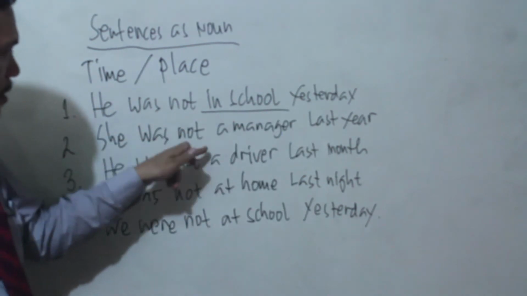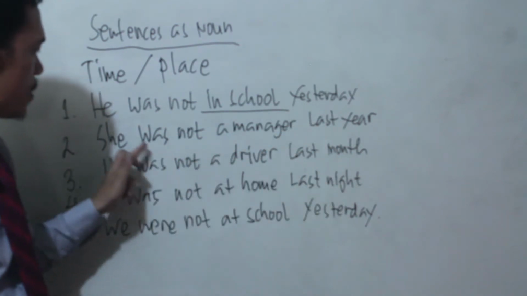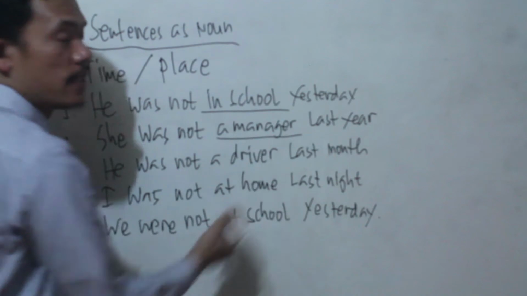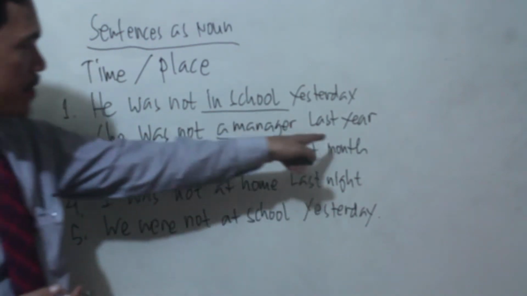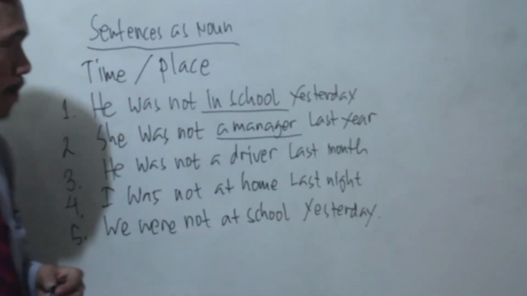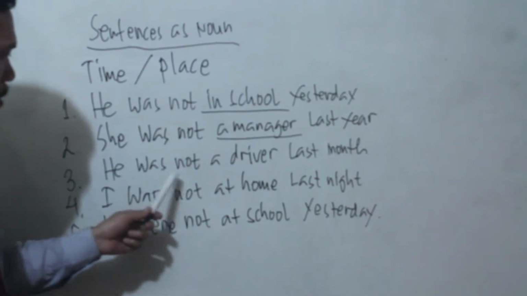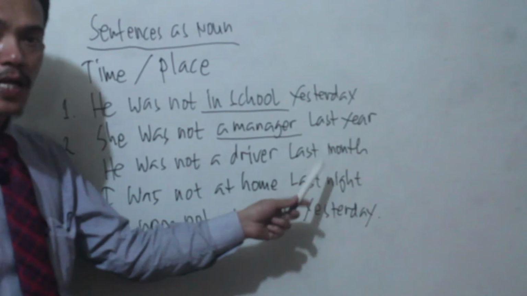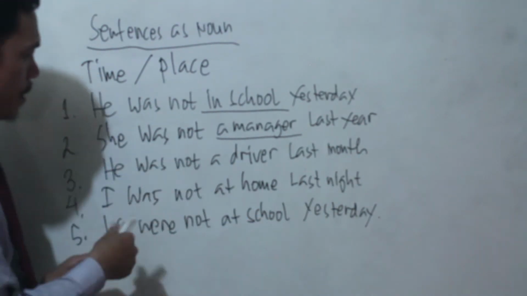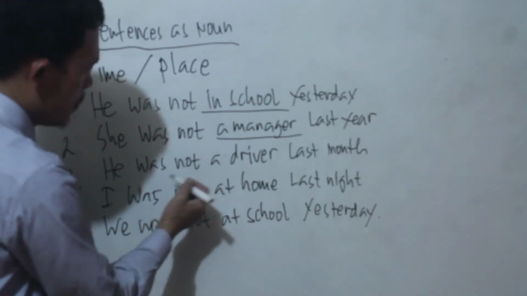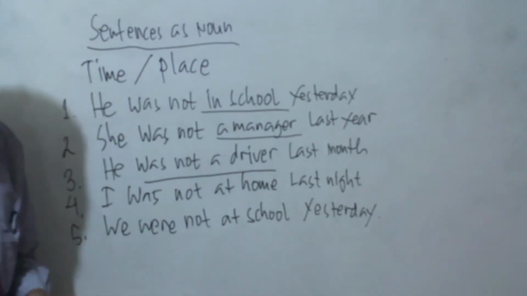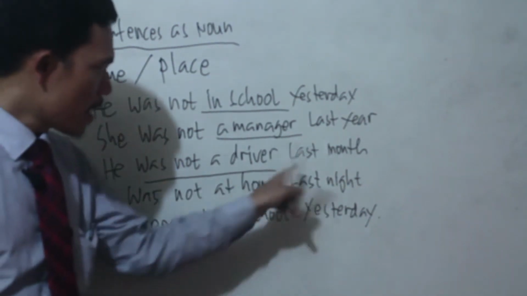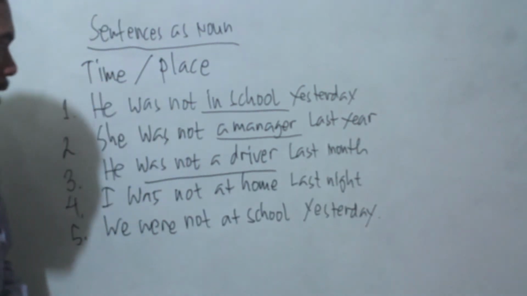Next, she was not a manager last year. Look at this. A manager is a noun, and last year is showing the time in the past. Next, number 3: he was not a driver last month. He was not a driver is showing the non-verbal predicate, and last month is showing the time.